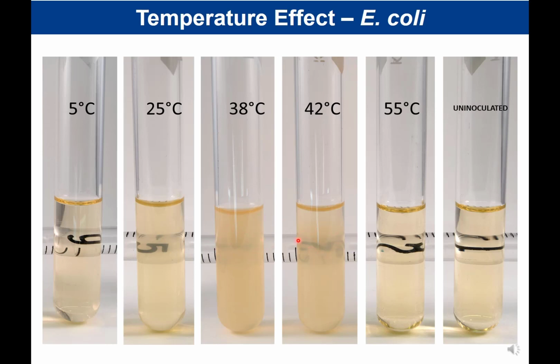We still see quite a bit of growth at 42, and we still see quite a bit of growth at 25. So if I put that on here, 38 would be the highest, so we give that 4 pluses. 42 would be a little bit less. 25 would be the least. And so now if you think about it, E. coli growing best at human body temperature, does that make sense to you conceptually?